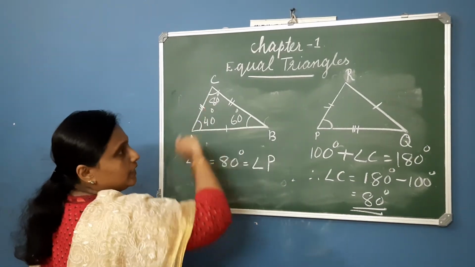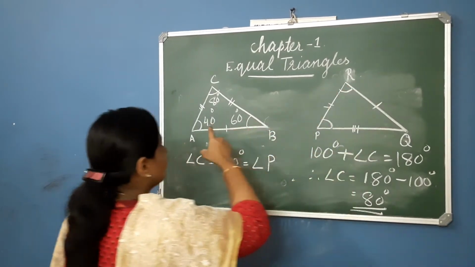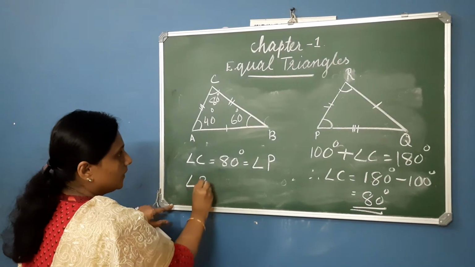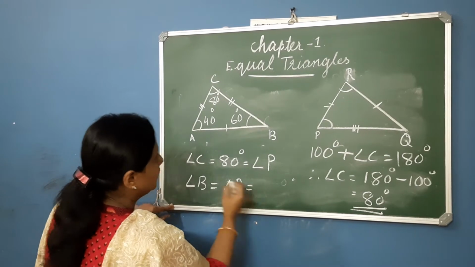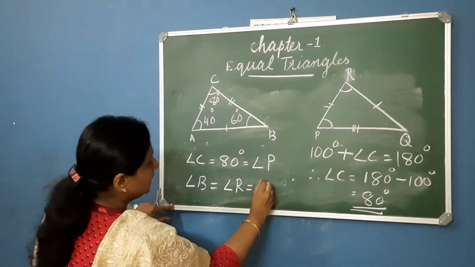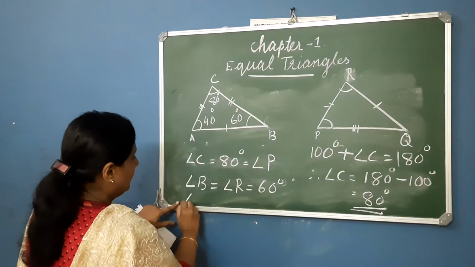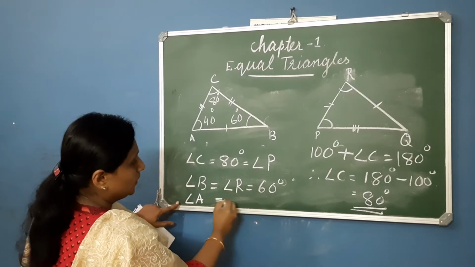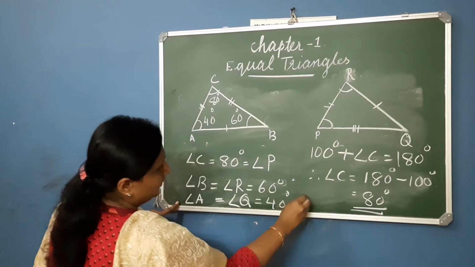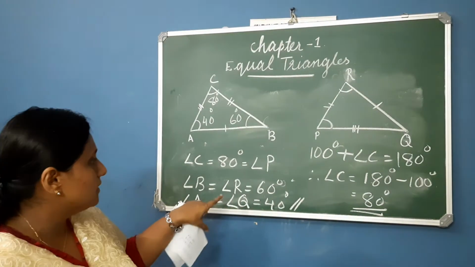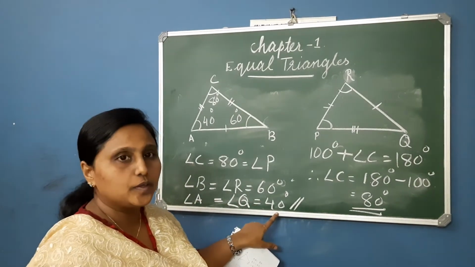The side equal to AC is PQ and the angle opposite to PQ is R. So angle B equal to angle R, which is equal to 60 degree. So the last angle is angle A. Angle A is equal to angle Q, which is equal to 40 degree. That is, in triangle PQR, angles are angle P equal to 80 degree, angle R equal to 60 degree, and angle Q is equal to 40 degree.